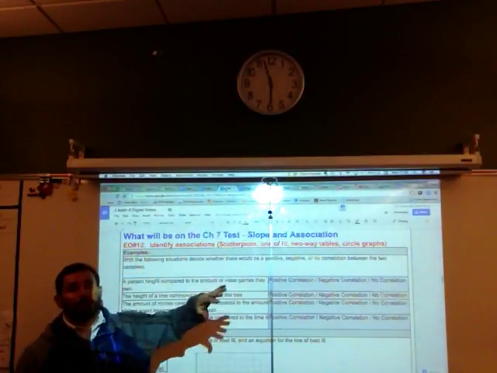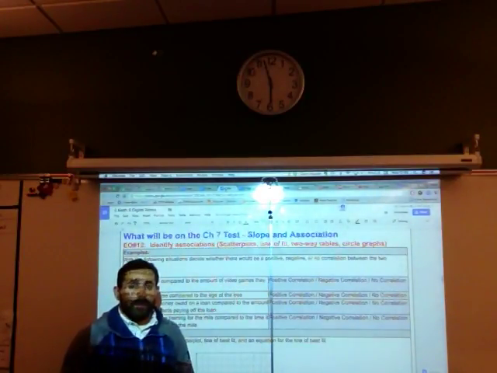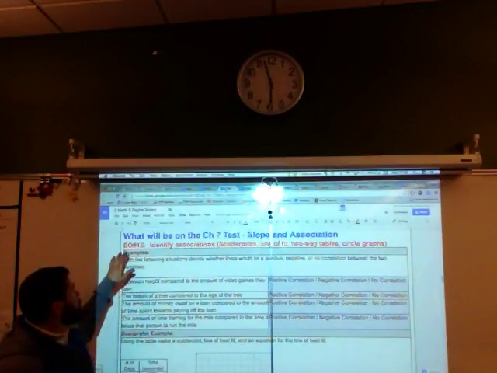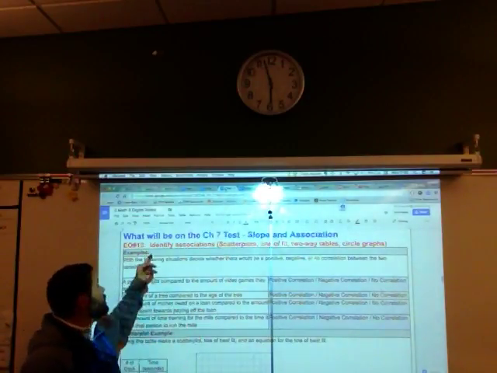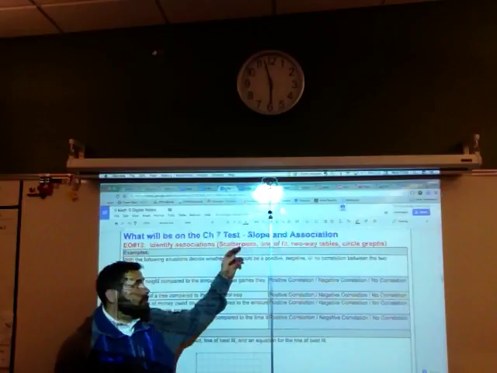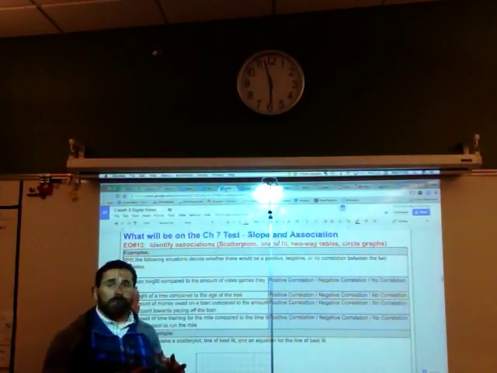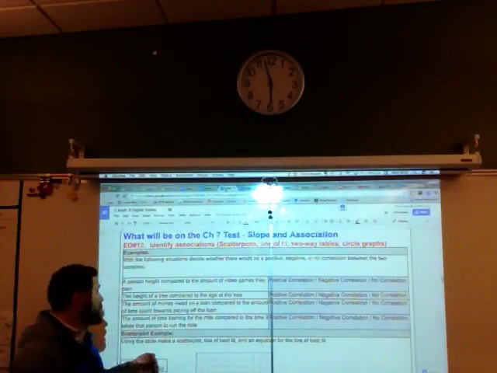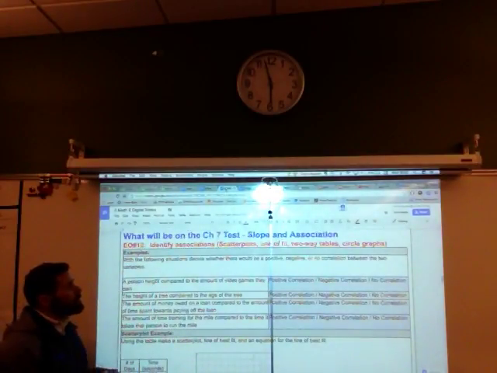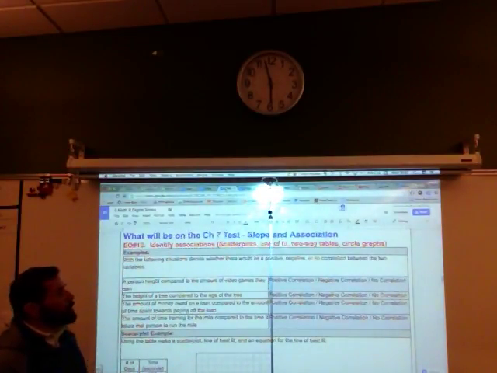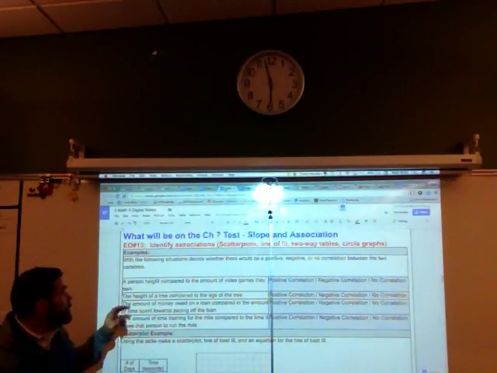Chapter 7, Slope and Association. You can use this video to help you prep for the test. One of the EOs on the test will be EO 12, Identifying Association, using scatter plot, line of best fit, two-way tables, circle graphs. Just recognizing two inputs and outputs are associated to each other. So with the following situations, decide whether there would be a positive, negative, or no correlation between the two variables.